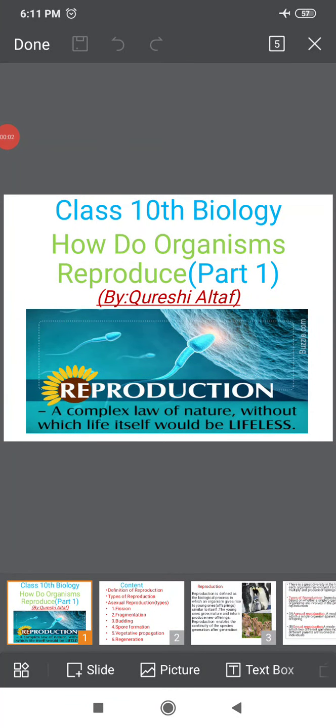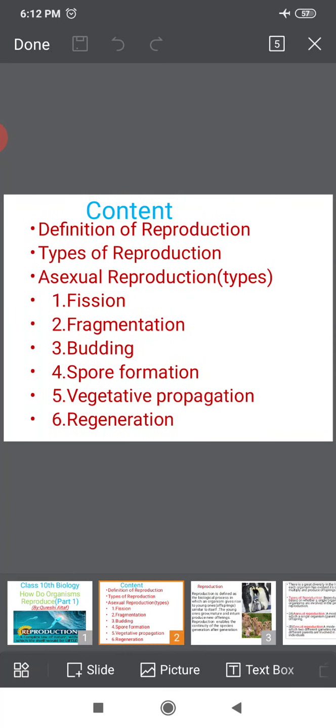Reproduction is one of the main biological processes which occur in every living creature, whether unicellular or multicellular, present on our planet. At the end of this presentation, we will come to know about the definition of reproduction, types of reproduction, that is asexual reproduction and sexual reproduction, some of the main types of asexual reproduction, that is fission, fragmentation, budding, spore formation, vegetative propagation, also known as vegetative reproduction, and regeneration. Sexual reproduction will be discussed in the next presentation.